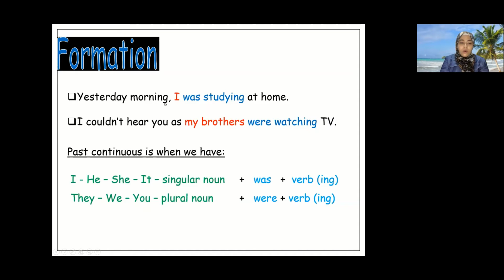What about the other one? Here we have my brothers, so it's a plural noun. As long as it's a plural noun, we have were plus verb plus ing: were watching.